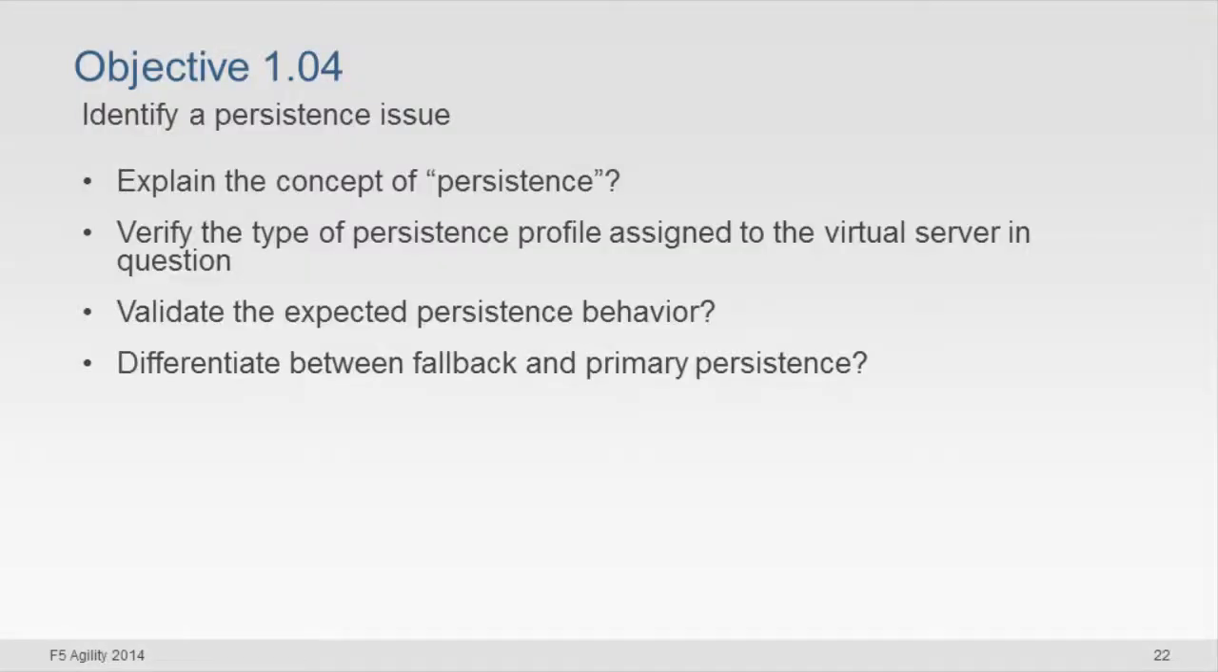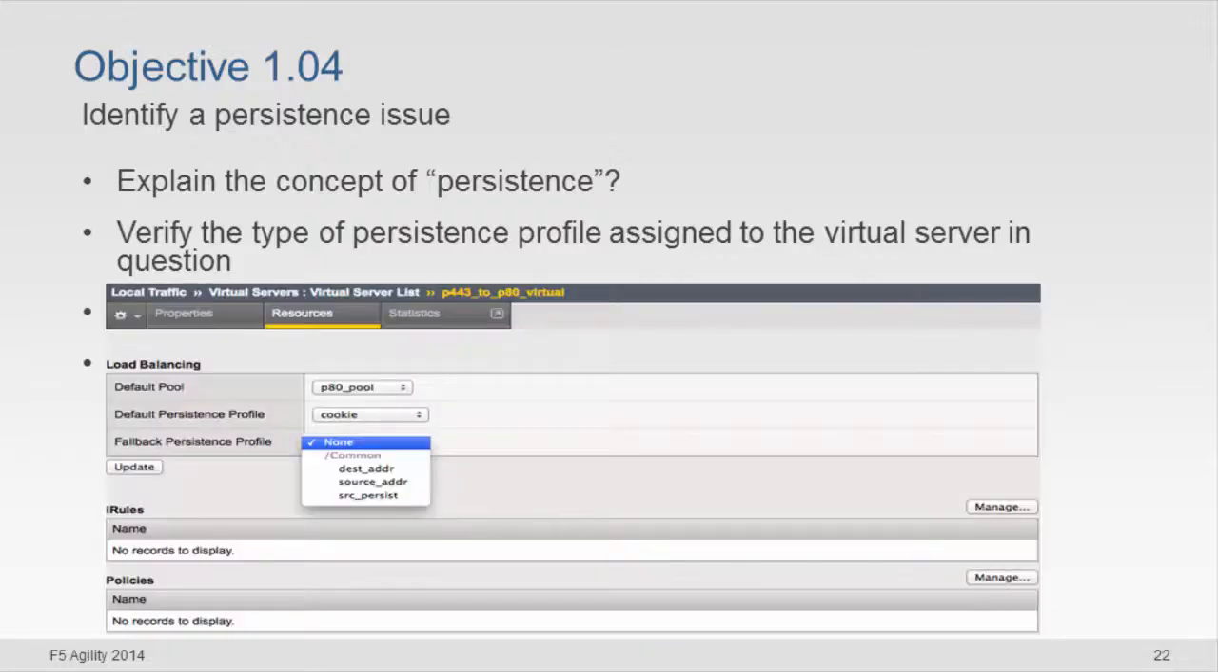How do we differentiate between fallback and primary persistence? This is a big one. A lot of people don't understand the concept of how this works. I showed you the same screenshot a second ago where we've got cookie persistence defined, and in our fallback persistence profile, we may choose something that's IP address based as a fallback methodology. And in this case, let's say we chose source address here as our fallback persistence.